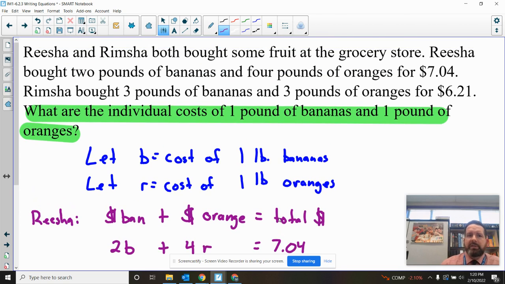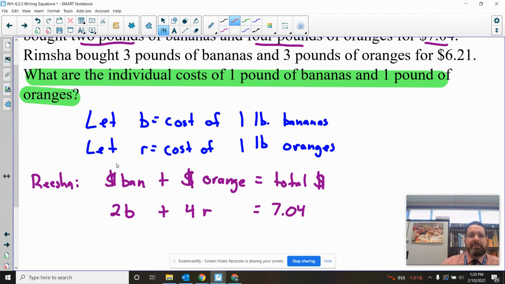There's your first equation. So we have an equation based on Risha's spending, the 2 pounds of bananas and the 4 pounds of oranges for $7.04. If you didn't already have that, I want you to do a quick pause and write Rimsha's equation. Then we can check that.